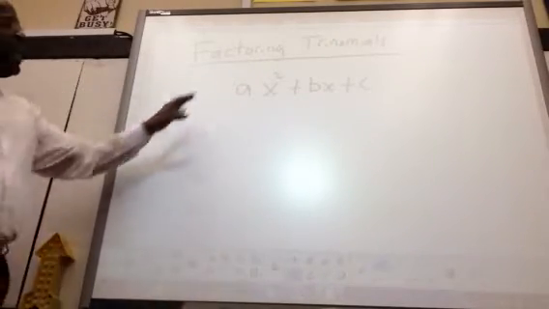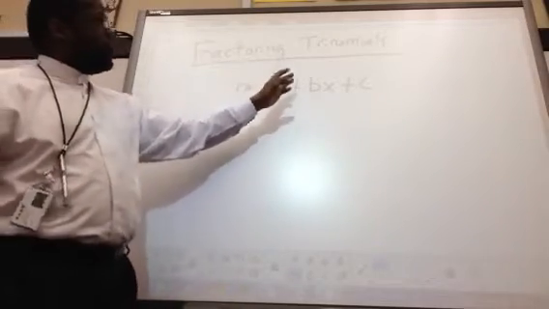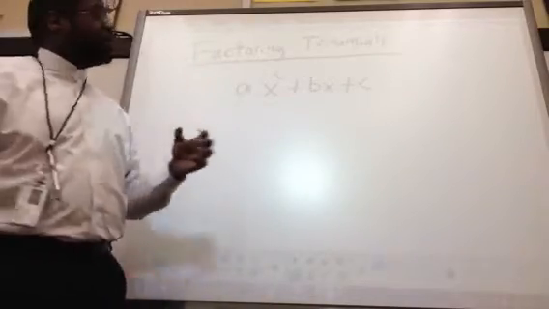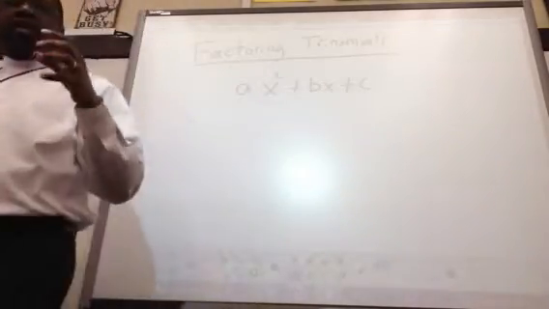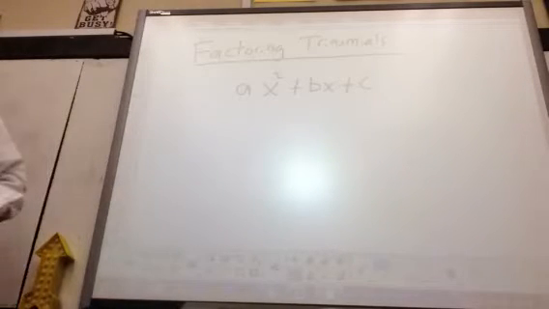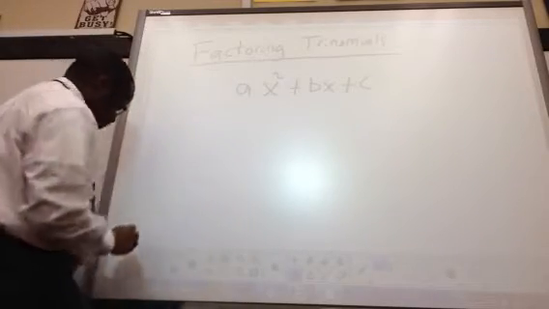All right. A represents the coefficient of x squared. A is the number in front of x squared. B is the coefficient of x. B is the number that's in front of x. C is your constant. It is the number that has no variable attached to it. All right, so in order to start this, let us look at an example.